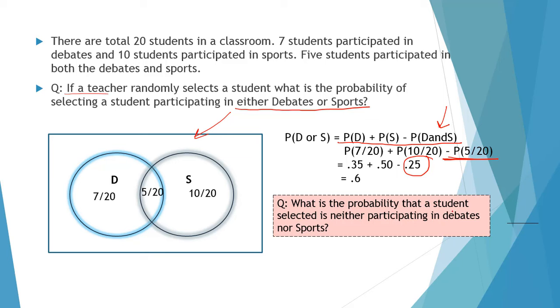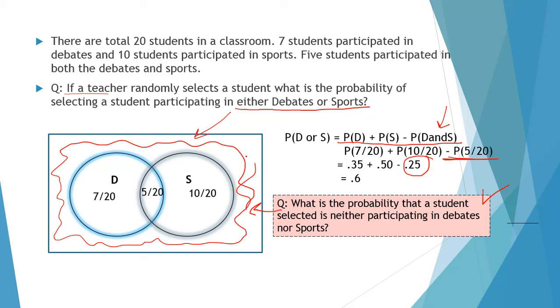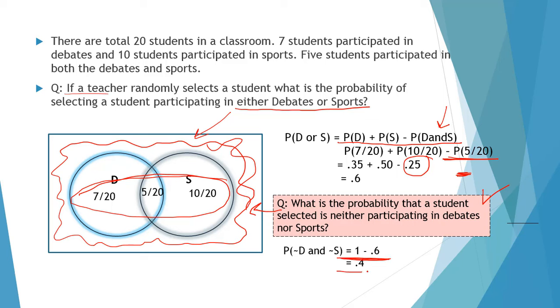What is the probability that a student selected is neither participating in debates nor sports? Now we are interested in the probability of this area. We have already subtracted the replicated probability, so we can easily use the complement rule. You know the probability of this whole region. Just use the complement rule and subtract the probability of this region from 1.